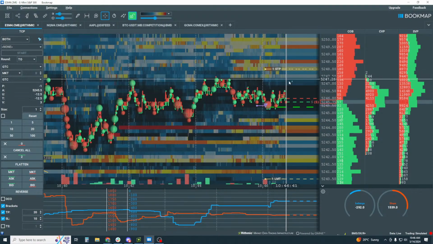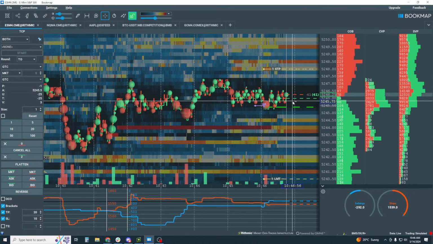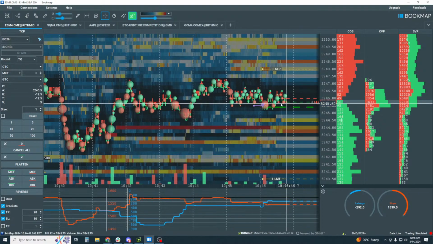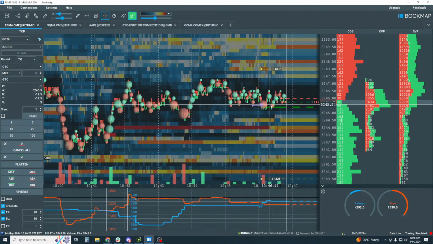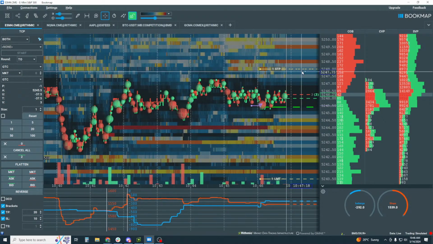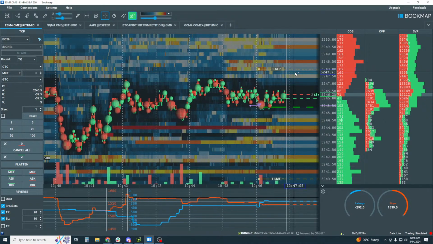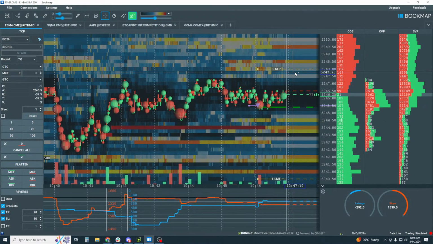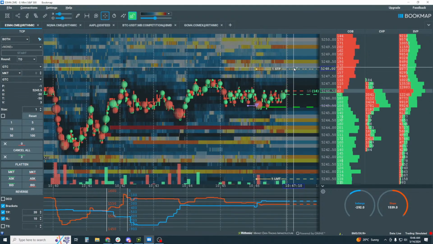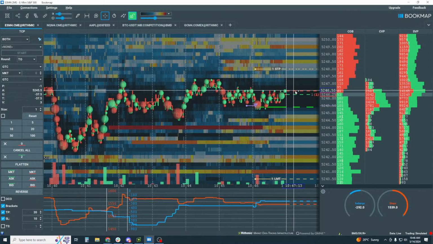So here's some exhaustion here. Let's see if we can get more sellers here again at 45 and a half, and we're not. We're getting buyers back up here at the top.